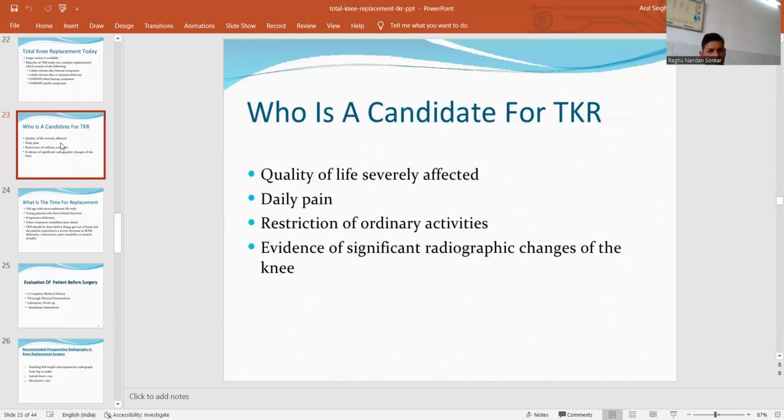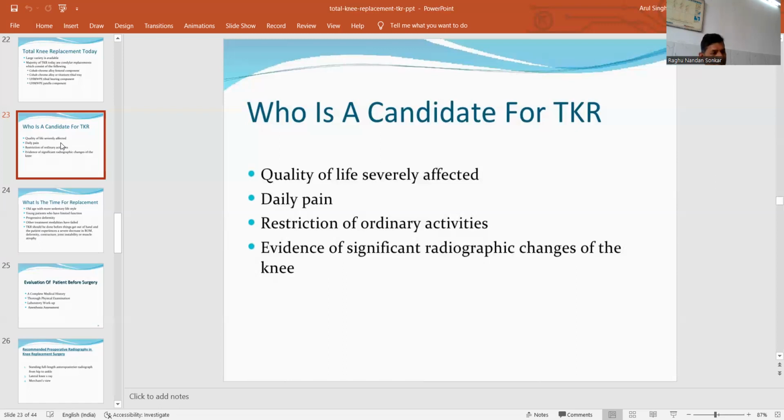Who is a good candidate for TKR? Quality of life severely affected. When a patient comes to your OPD complaining of severely affected quality of life, pain, swelling, redness, not able to walk properly, not able to climb stairs, that is the most indicated patient for TKR.